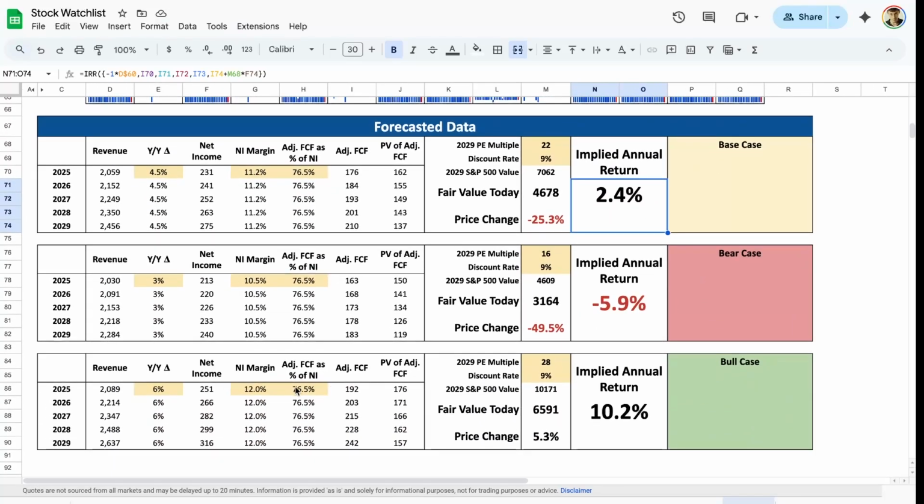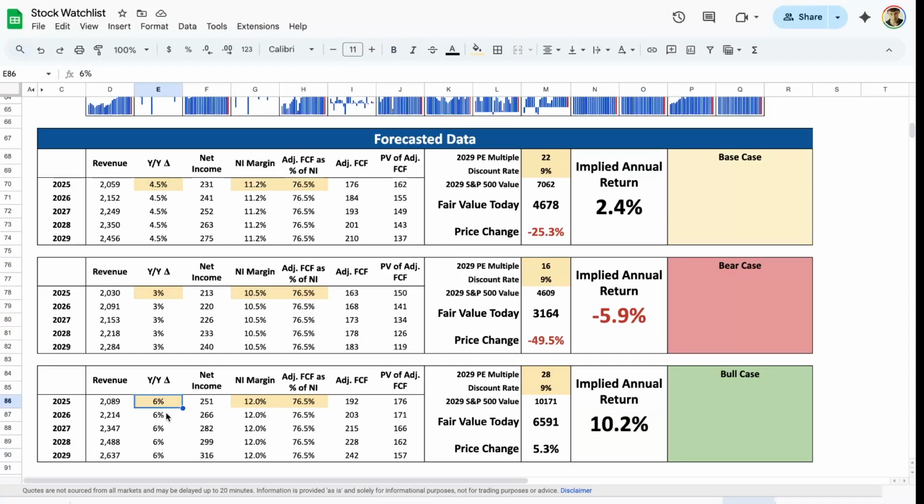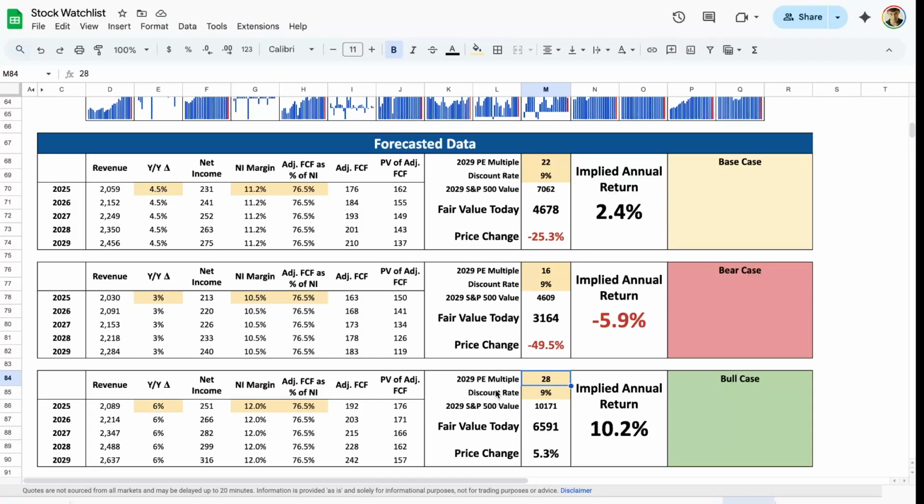I mean, you see the assumptions we have to make just to get a 10% return. Revenue growth would have to accelerate to 6% every year for the next 5 years. Net income margin would have to reach new record levels, and we'd have to keep a really steep valuation, 28 times earnings for the total market. And yeah, if that comes true, you're going to get 10% on your money investing in the S&P 500. This is certainly possible, but I can't help but look at this and say that the risk reward for the S&P 500 right now is really poor.